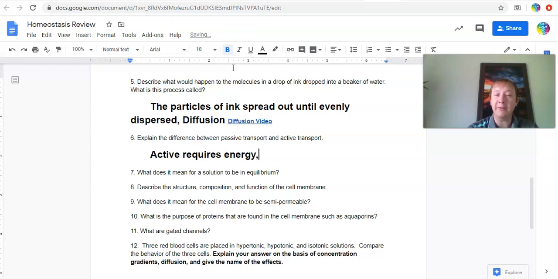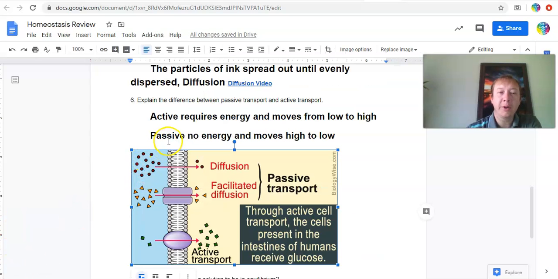The other key difference is the movement. I'll pause to type this in quick to save some time. Okay, so looking at the differences between active and passive transport, the key things are that active requires energy, whereas passive requires no energy. Passive is just free movement, whereas active transport requires energy.